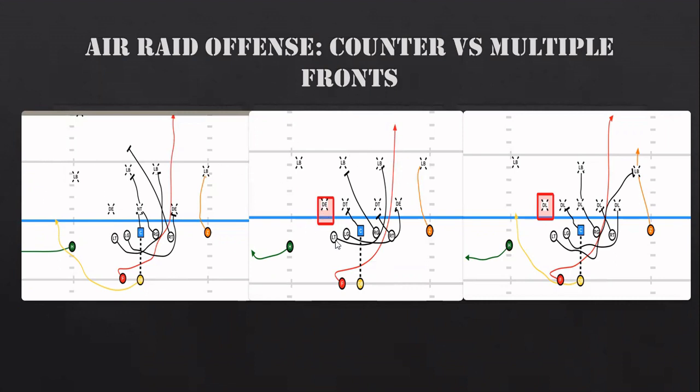There's the four-man, which I mainly talked about. And then on a five-man front here, again, same rules. Center is going to block down, guard's going to block down, tackle is going to block down. Then we have the guard pull to the defensive end.